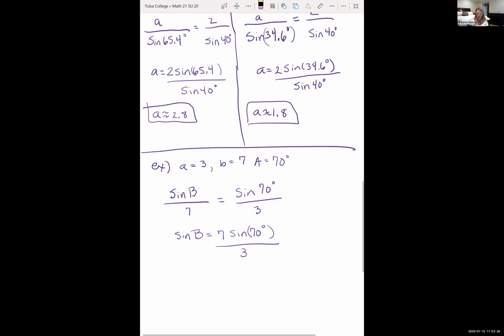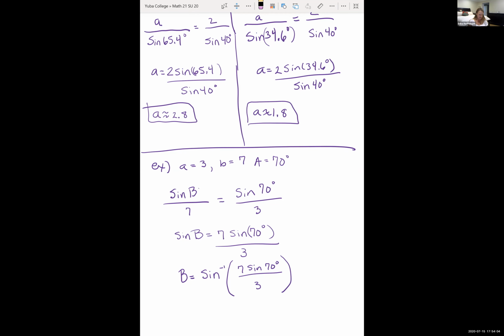But I don't want sine B, I want angle B. So take the sine inverse of both sides. So angle B is sine inverse of this whole mess, 7 times sine of 70 degrees all over 3. This sine inverse and this sine can't cancel each other because of this 7/3 in here.